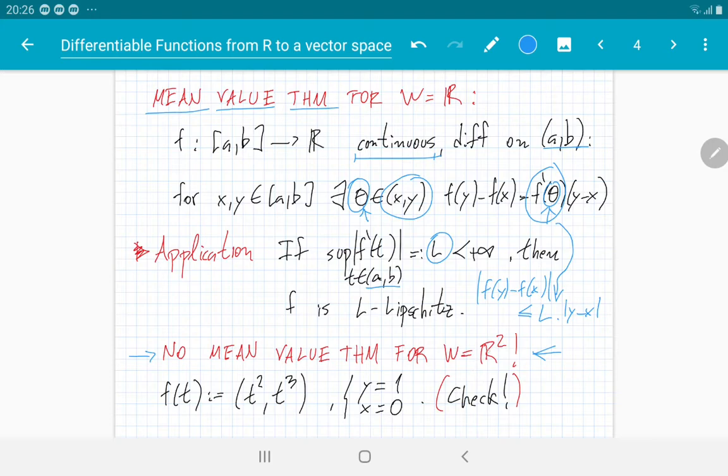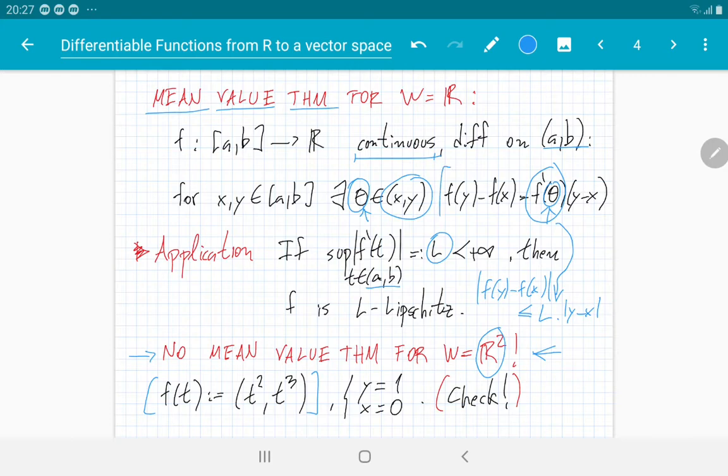However, there is no extension of this theorem, and this is very important to understand. There's no extension of this theorem if W is a more general vector space. Remember, we're considering functions from the real line to a vector space. If you take the next simplest vector space after the real line, that would probably be R2, two-dimensional space. Here you have an explicit curve that does not satisfy the mean value theorem when I take y equals 1 and x equals 0. Actually, for any two points, I guess. This is a calculation you can do. You can assume that there exists such a theta, and it's not going to work.